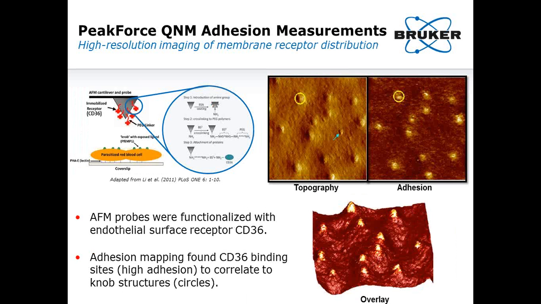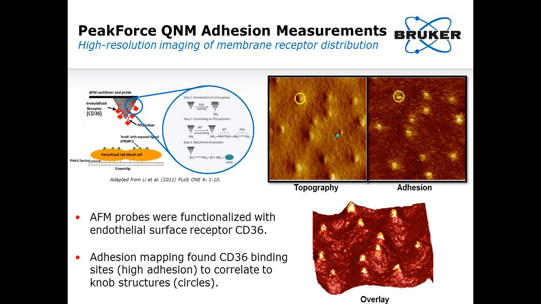To examine this further, researchers functionalized AFM probes with the endothelial cell surface receptor, CD36, which is believed to be one of the molecules involved in this cytoadherent interaction, and then used these probes to visualize the distribution of cytoadherent molecules on the surface of infected cells.